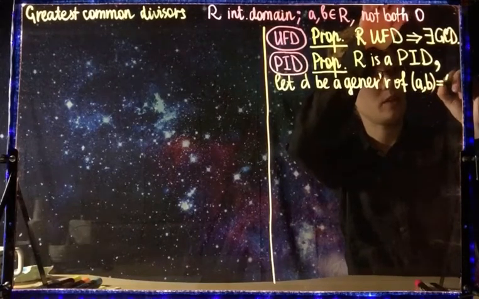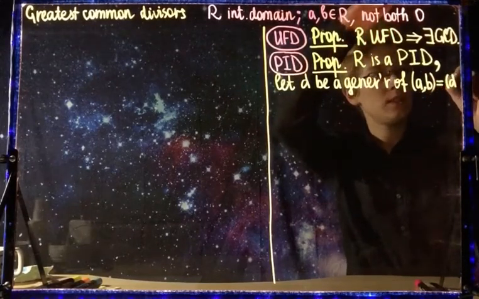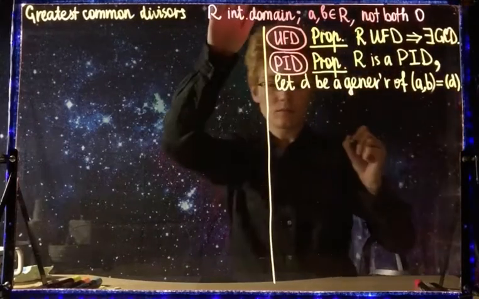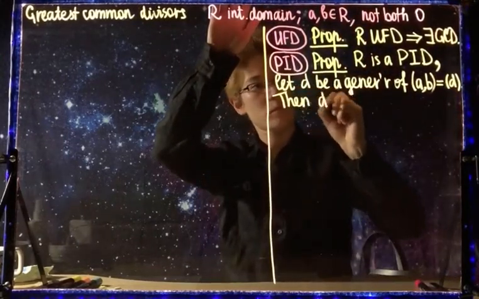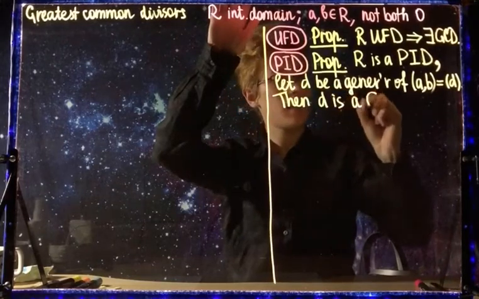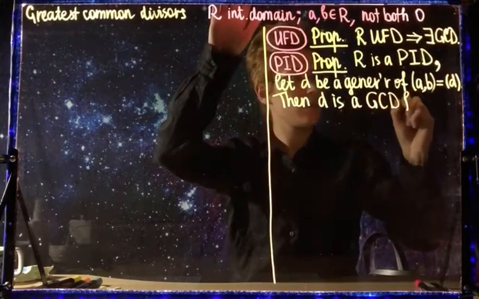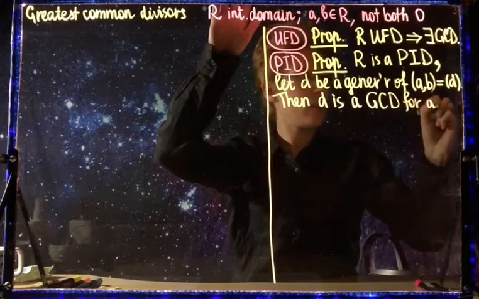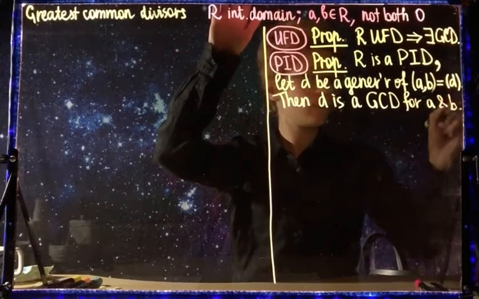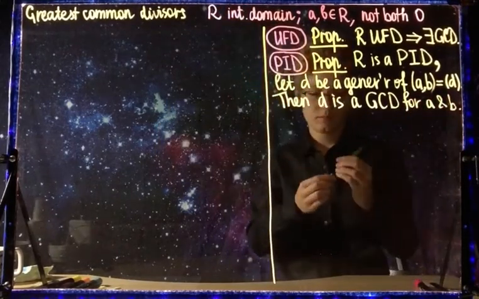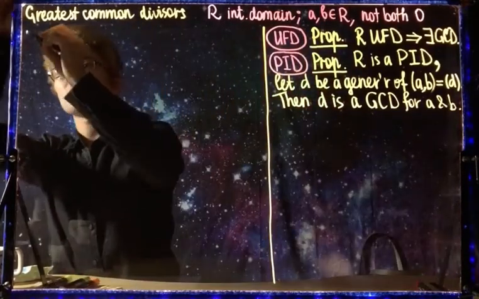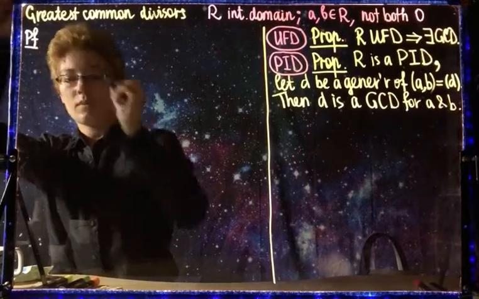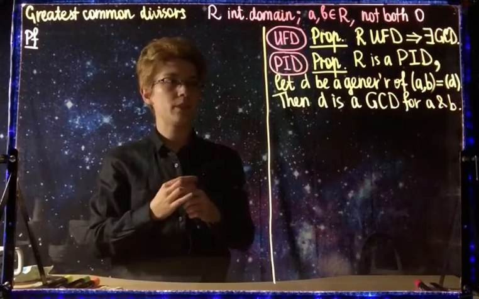So the ideal (A, B) is equal to (D). Then D is a greatest common divisor for A and B. And let us prove it.